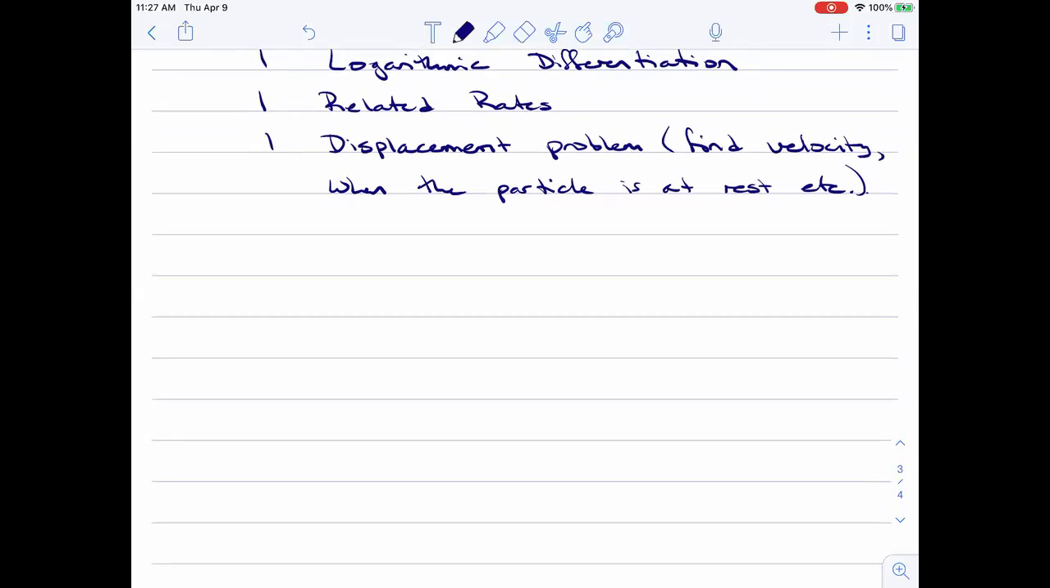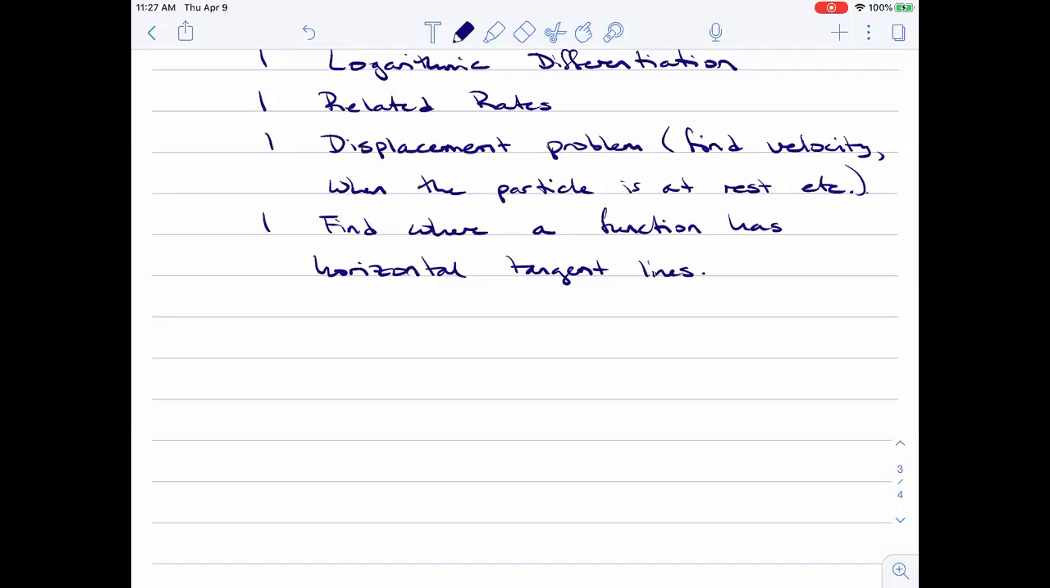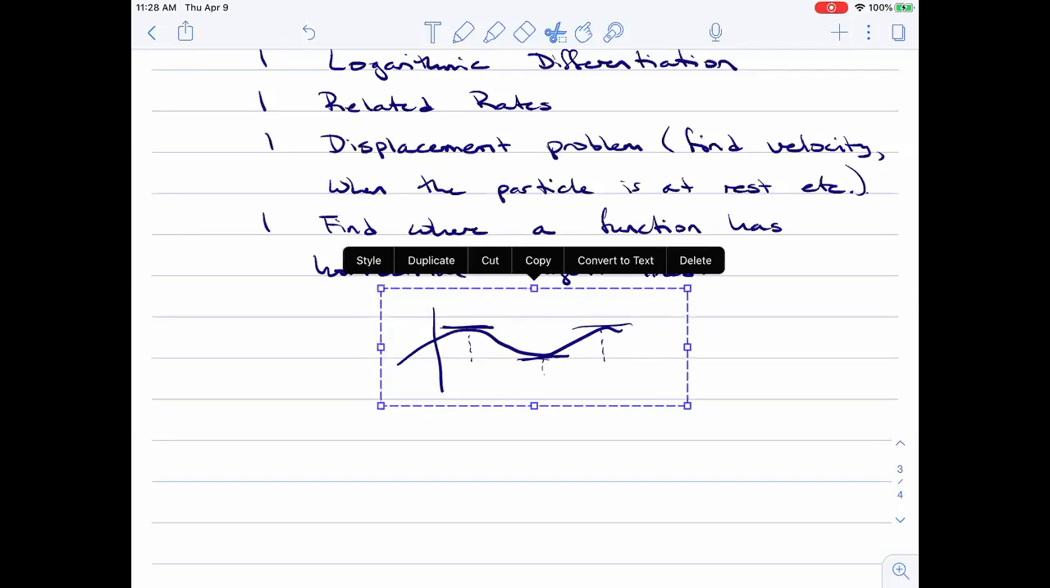One displacement function. Oh yeah, and then, so one, where you're going to find where a function has horizontal tangent lines. So you're given a function and you're asked to find where it has horizontal tangent lines, right? Remember, if you've got some sort of function like this, here's a horizontal tangent line at this point, and also at this point, right? Where the derivative is 0.